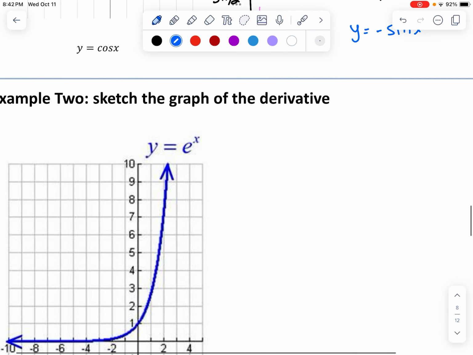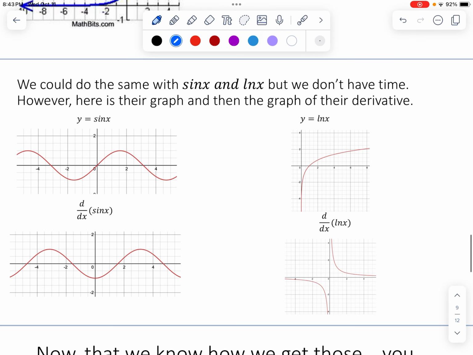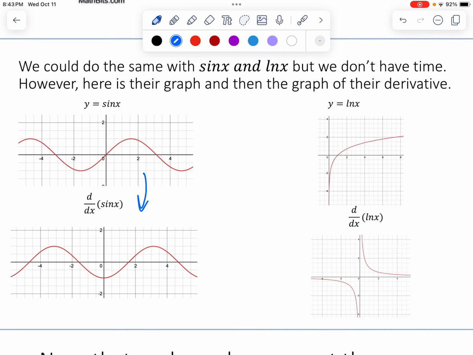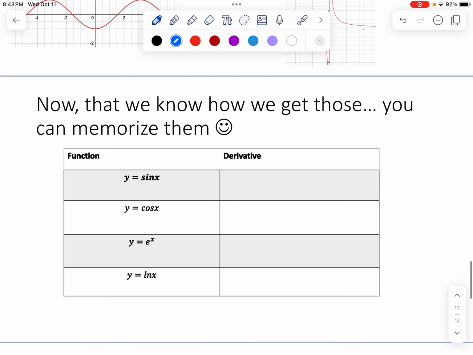And so that's what we're going to do with this, but I want to skip for the sake of time. But we could do the same thing with the sine curve. So this is what the derivative of the sine curve looks like. And we just figured that out by doing a bunch of slopes of tangent lines, and the same with the natural log of x. That's the derivative of the natural log of x. And so you need to know these. And now that you know how people figured them out, you can just memorize them.